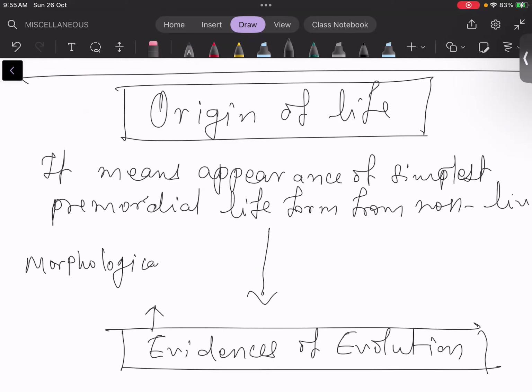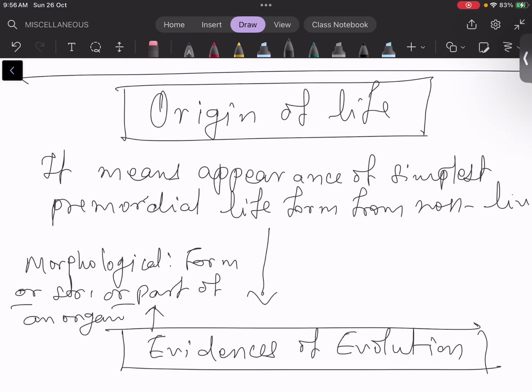Morphological. Now, morpho means outside and logy means structure. The form and structure of an organism, or a part of an organism, is called morphological evidences.